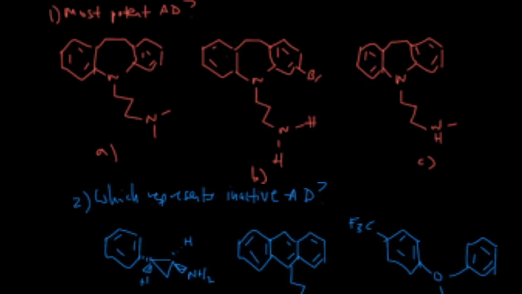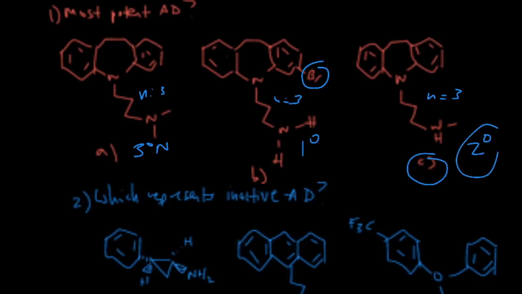Okay, so to get this question, it's actually C. Why is it C? So A, you have your tertiary amine. B, you have a bromine over here and a primary amine. And here you have your secondary amine. In all of these, you have your N equals 3 side chain. But remember, your secondary amines are your most potent. Also, substituents on the ring decrease antidepressant potency. So you can cross out B because it's a primary amine and it has a substituent.